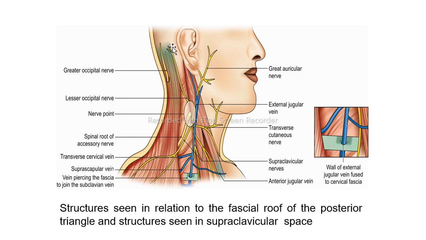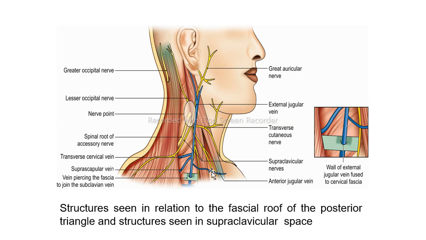Okay, so here one is the lesser occipital nerve, the great auricular nerve, the transverse cutaneous nerve or transverse cervical nerve, and the supraclavicular nerve. These are the branches.